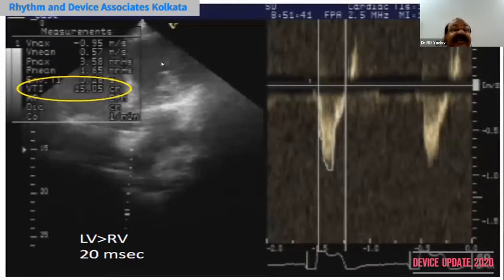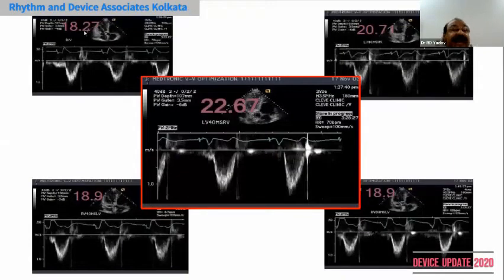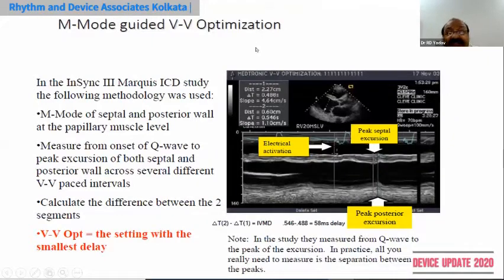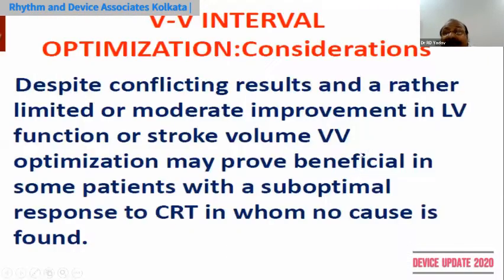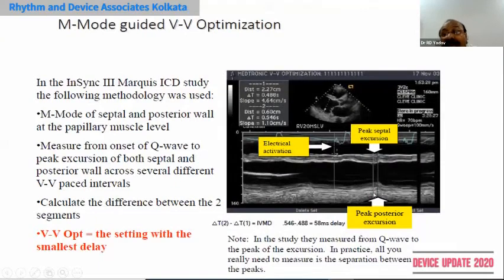But in this patient, with different LV pre-excitation or RV pre-excitation, the VTI is small, but the highest VTI is where LV is pre-excited by 40 milliseconds, and here it is 22.67. That means LV should be pre-excited by 40 milliseconds. So this is the gold standard for VV optimization, and you can also VV optimize by the difference in timing from the QRS onset to contraction time of the septal wall and of the posterior wall, and you see, the lower the difference between the two timings, the better the result.